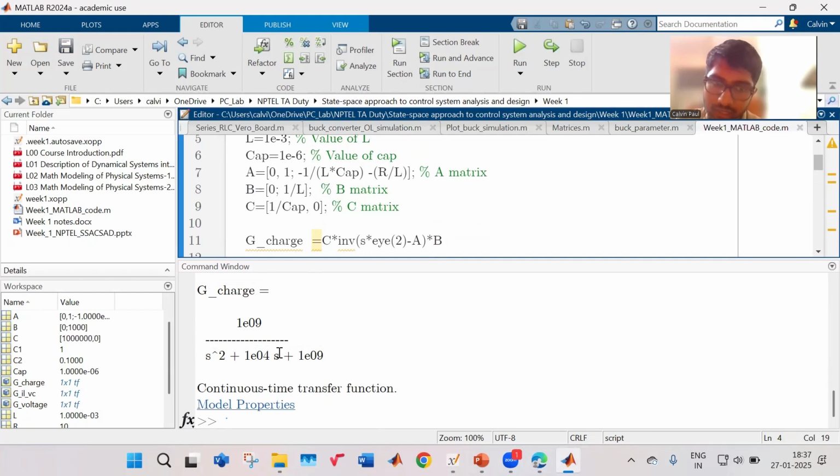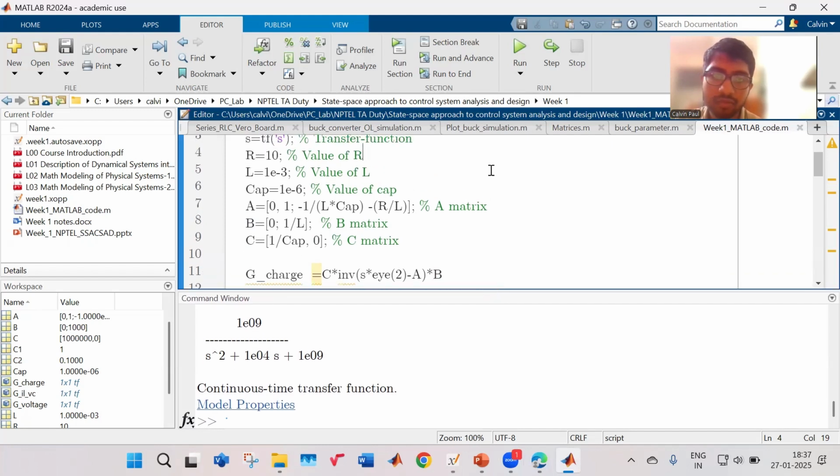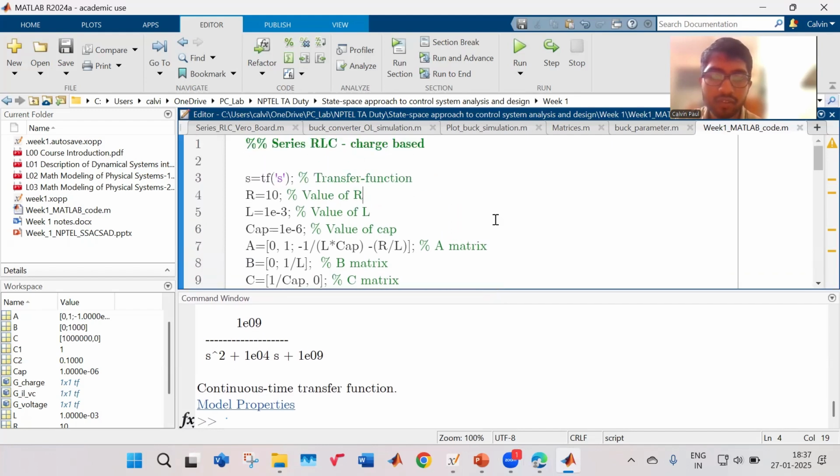So it is a second order transfer function because, as I said, there are two states, and in the differential equation also it was order 2. These are the values of the transfer function. So this is one way I have written it, and if it would be useful for you guys, then I could also attach or upload this code. I'll have to see whether it's possible. So this is the one using the charge-based method.